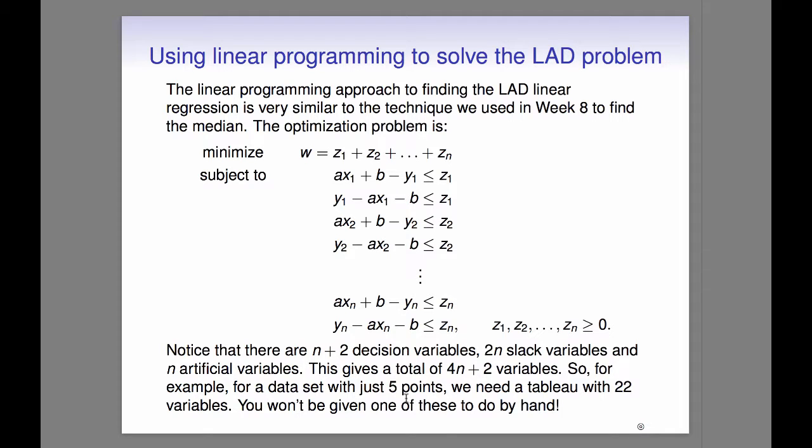So for instance, for 5 data points, we'll need 22 variables. So you're not going to get a problem of that magnitude to do by linear programming, but certainly this can be done by linear programming. And you might be asked on occasion to set up a linear programming problem corresponding to a certain LAD linear regression problem.